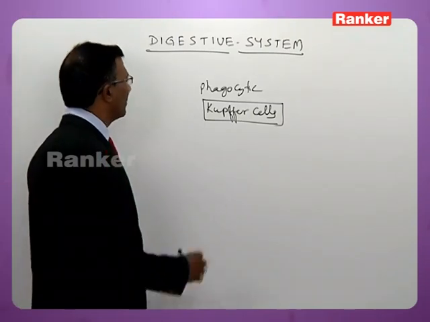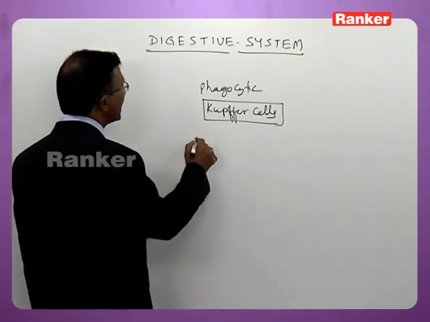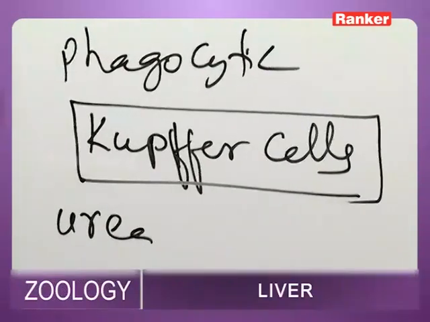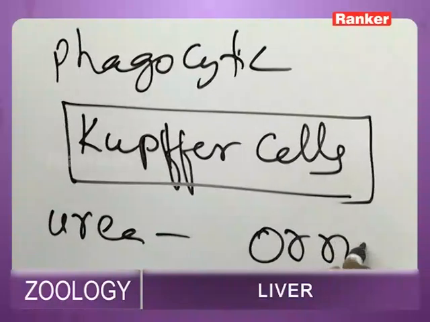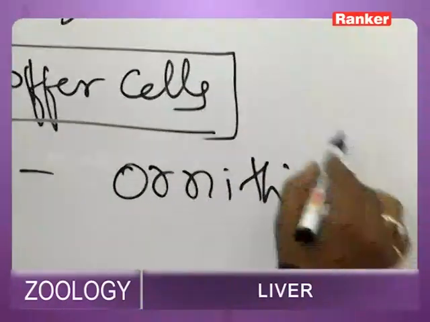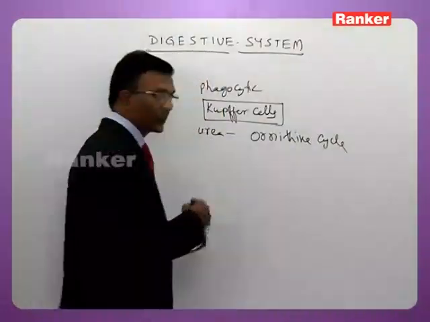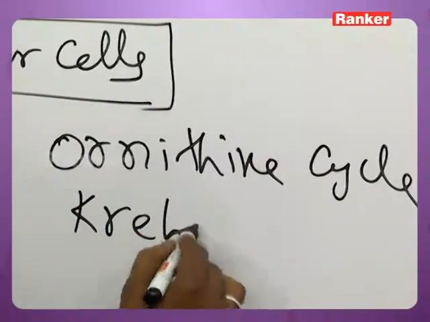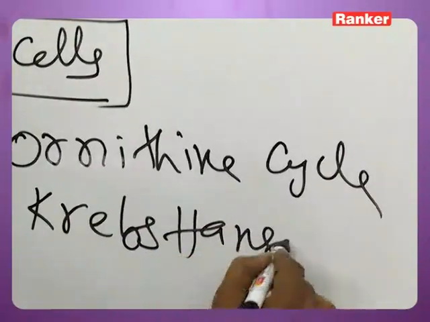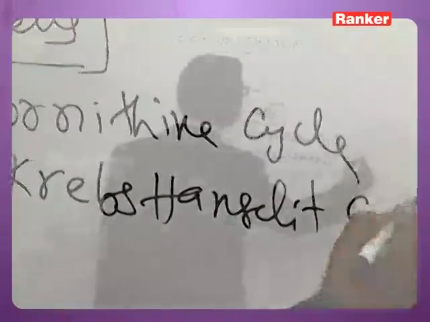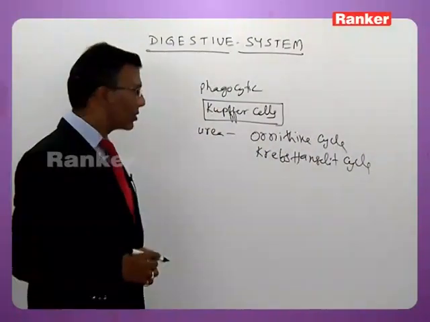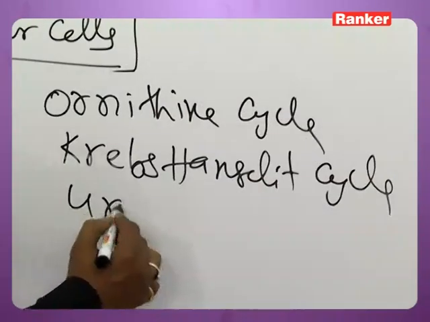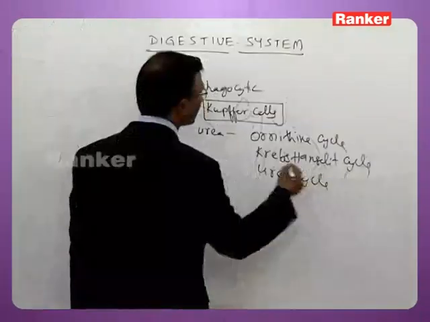Another important function of the liver is that it synthesizes urea through the ornithine cycle. This ornithine cycle is also called the Krebs-Henseleit cycle, or it is also called the urea cycle.